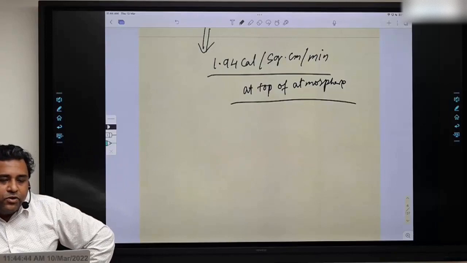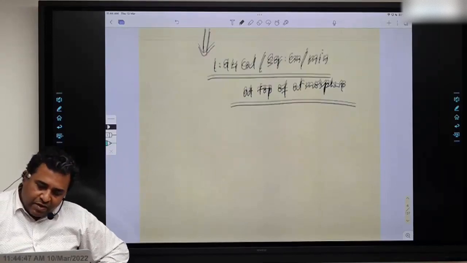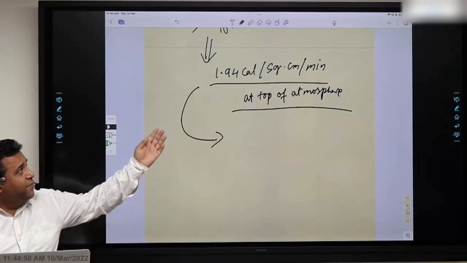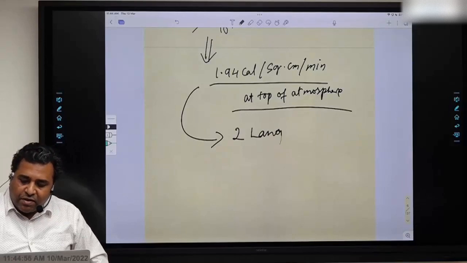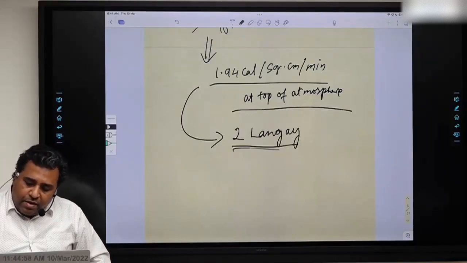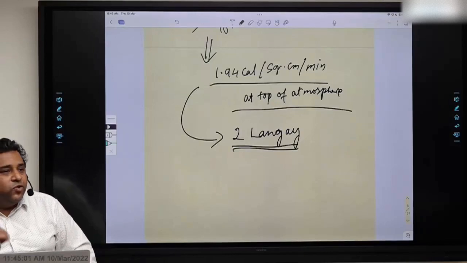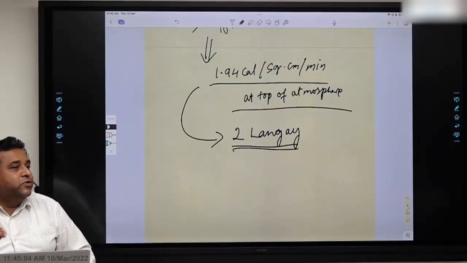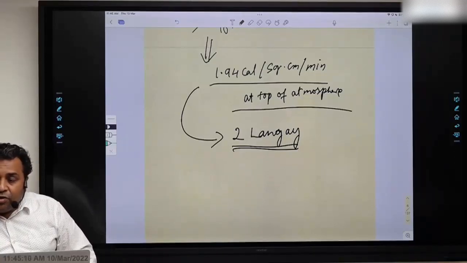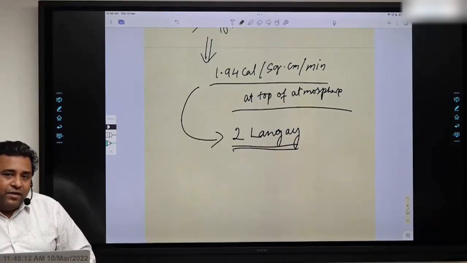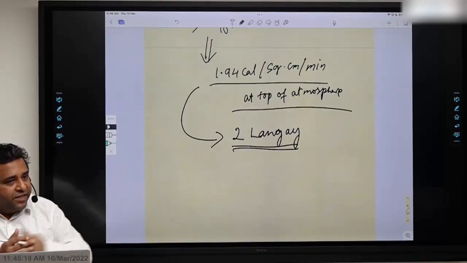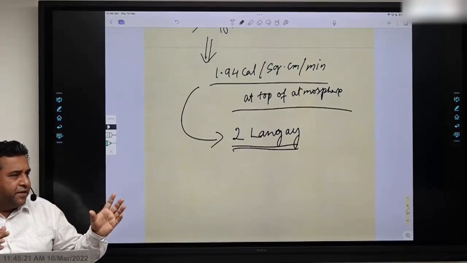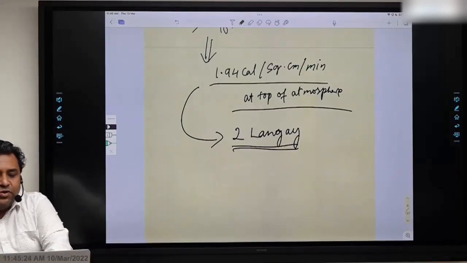So now next part. We call this 1.94 calories per square centimeter per minute as 2 Langley of energy. Because how do we measure insolation? We measure insolation in Langleys. The unit of measurement of insolation is Langley. Just as the unit of distance is meter, what is the unit of insolation? Langley. So how much insolation do we receive? 2 Langleys. Remember this, it will be very useful for prelims, not otherwise. So this is the unit of insolation.